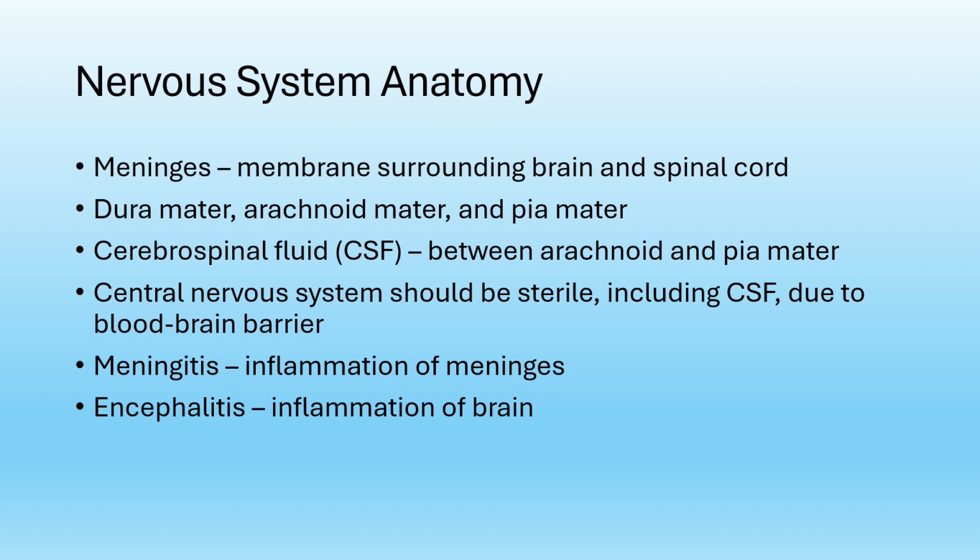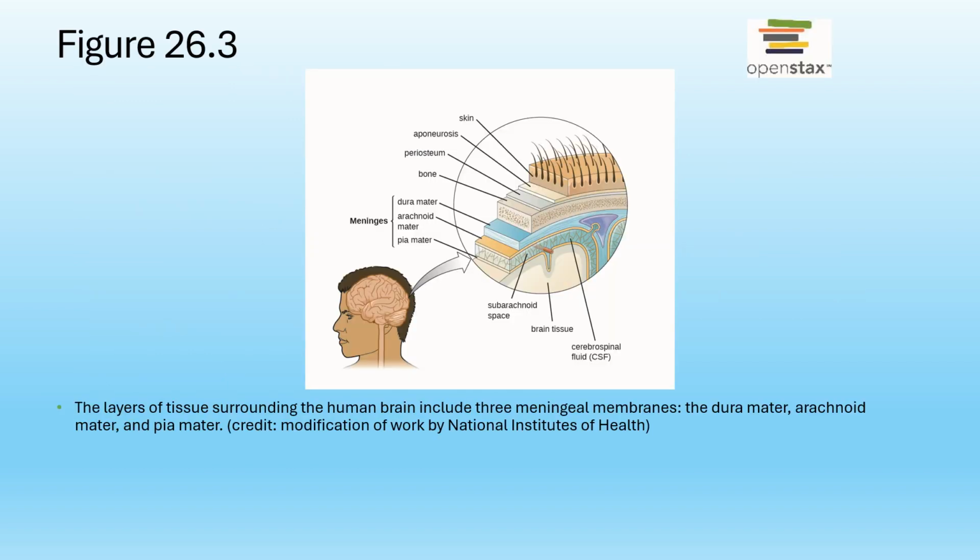CSF is cerebral spinal fluid that is flowing between the arachnoid and the pia mater. The central nervous system should be sterile, including that CSF. It helps with the blood-brain barrier. So sometimes if they do a spinal tap, what they are doing is removing the cerebral spinal fluid to test it to see if there is anything in it. But ideally, it should be sterile. Meningitis is inflammation of the meninges. Encephalitis is inflammation of the brain. So this is just a diagram showing, for review purposes, the layering of those meningeal layers.